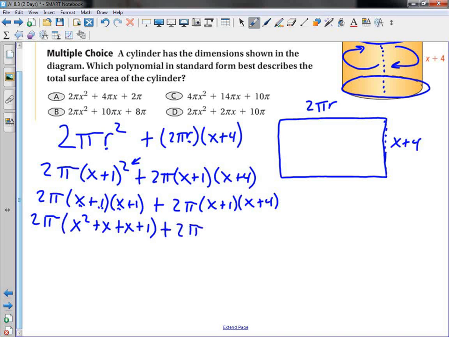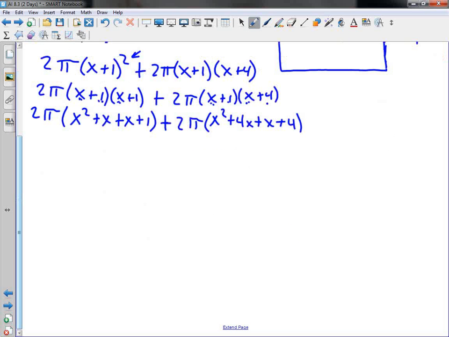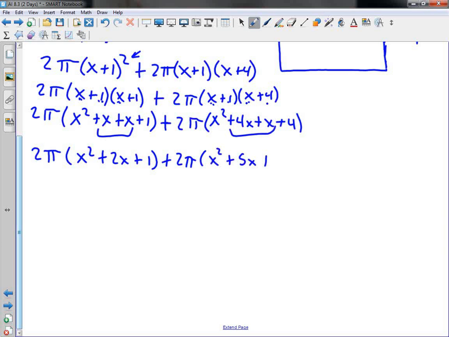Now over here I can FOIL as well, so we have a lot of FOILing going on. Right? So x times x, x squared. x times 4, 4x. 1 times x is x, and 1 times 4 is 4. All right, let's combine our like terms. So I have x squared plus 2x, right? I have 2 x's, plus 1. 2 pi times that is equal to x squared, 5 x's, plus 4.